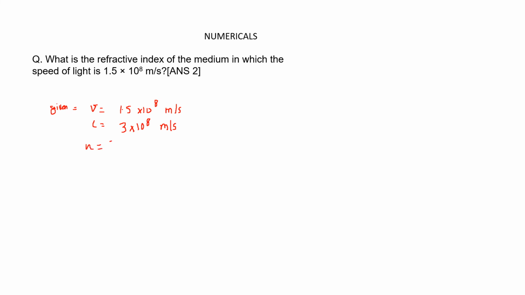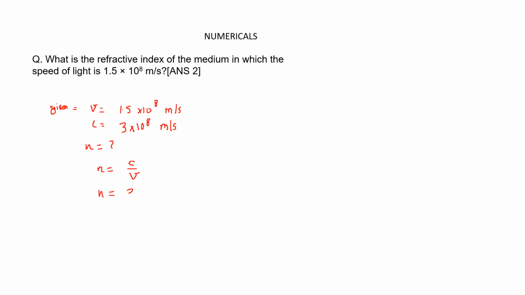Put a question mark, and which formula do you have to use here? You can conclude which formula to use. It is your formula of absolute refractive index, n is equal to c upon v. So whatever is given to you, on that basis you can know the formula. And what am I supposed to find out? I have to find out the refractive index right here.